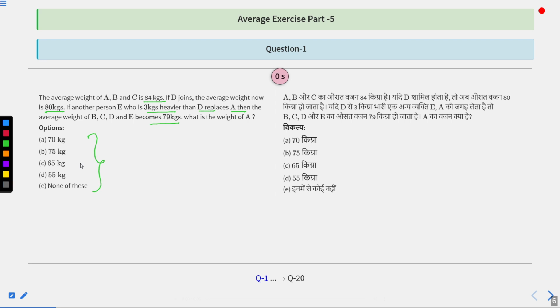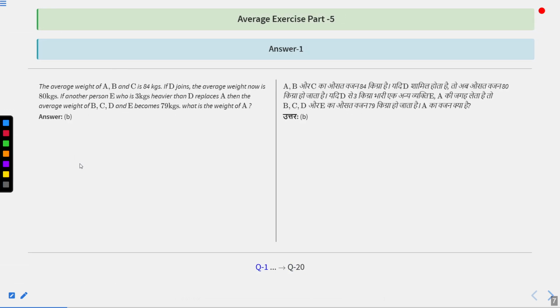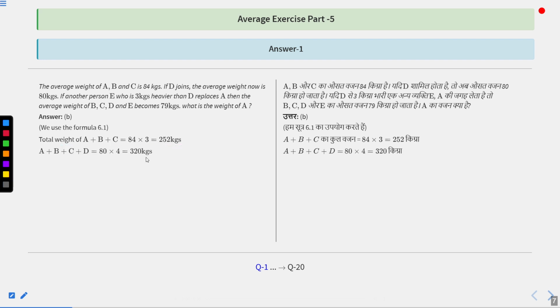Now time's up. Let's see the solution. The question says that the average weight of the 3 persons A, B, C is 84. So we can calculate the total weight. Now we use formula 6.1. So the total weight of A, B and C is 84 multiplying by 3, so it becomes 252. Now the average weight of all four, A, B, C and D, is given as 80. Clear? Because it is given that when D joins, the average weight becomes 80 kg. So we can calculate the total weight of A, B, C and D, which is 80 into 4. So it becomes 320. Clear?